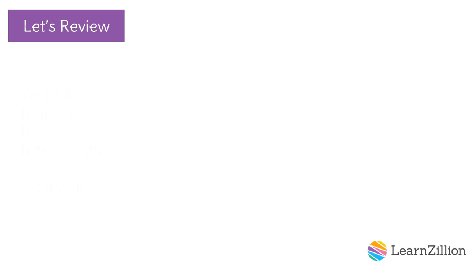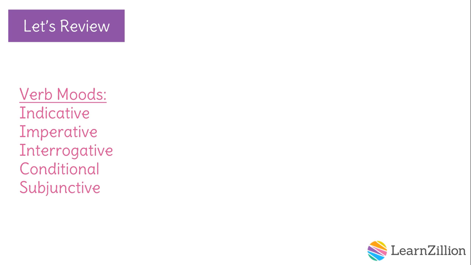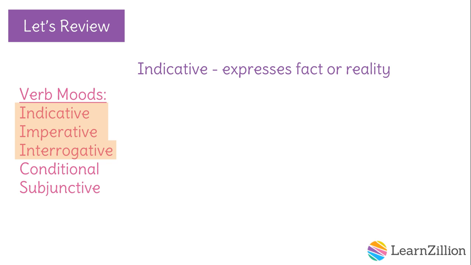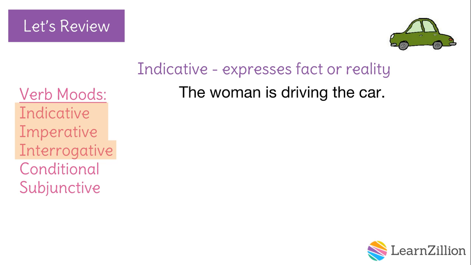Let's review. Verbs are said to have moods, which means that they are used for different reasons and in different ways. In English, we have 5 verb moods: indicative, imperative, interrogative, conditional, and subjunctive. In this lesson, we're going to focus on the first 3. The indicative mood expresses fact or reality. This sentence, "The woman is driving the car," uses the indicative mood because we're just stating a reality. This is the most common verb mood.